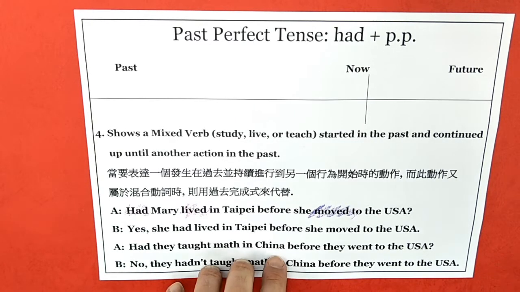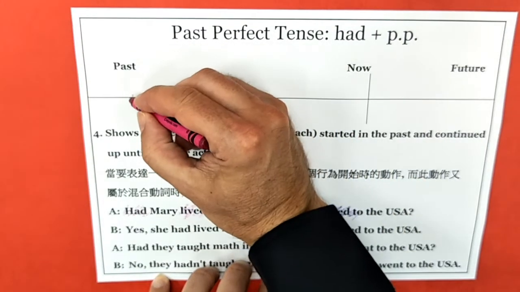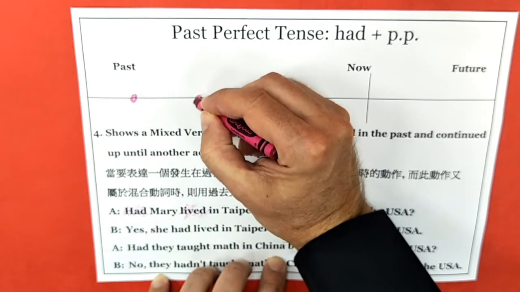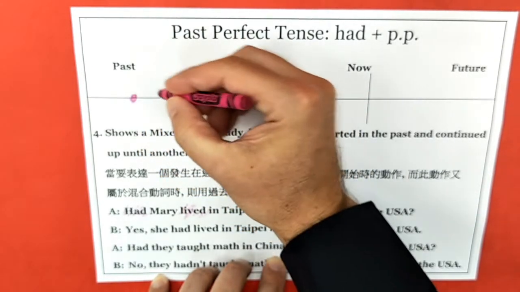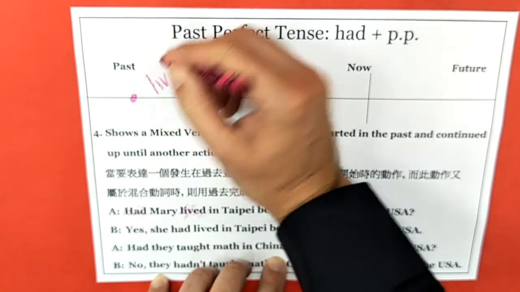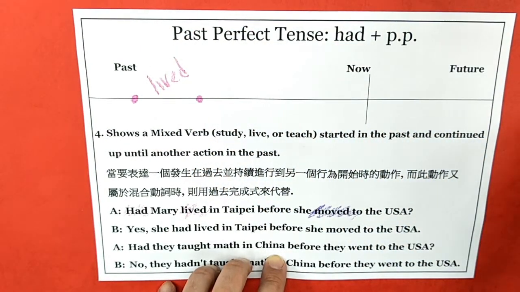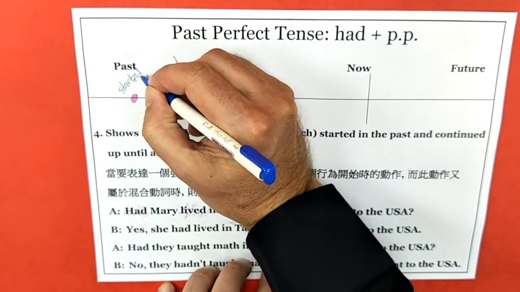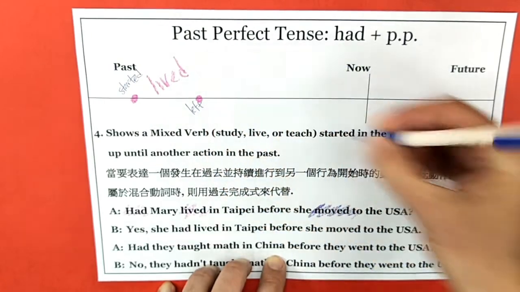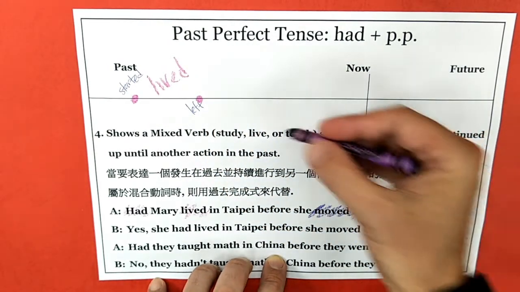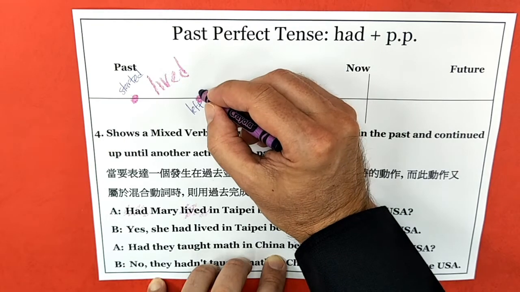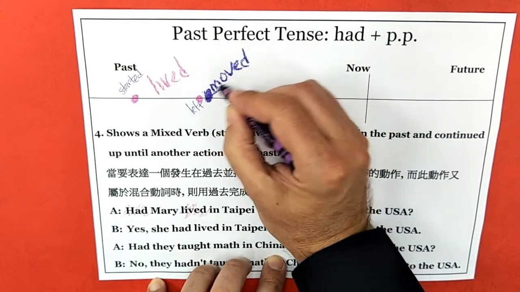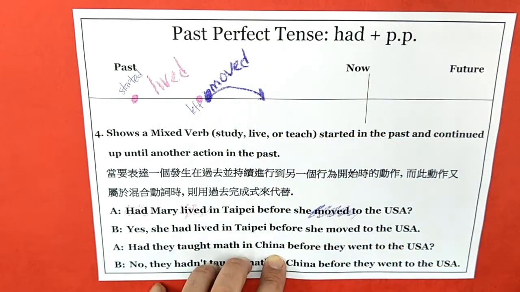All right, so again, here we have Mary. Here she started living in Taipei, and here she left Taipei. So here she lived in Taipei, right? She lived in Taipei. Remember, she started living here. She started living here. Here she left. And when she left Taipei, she moved to the U.S. So she moved, and she's still probably living in the U.S.